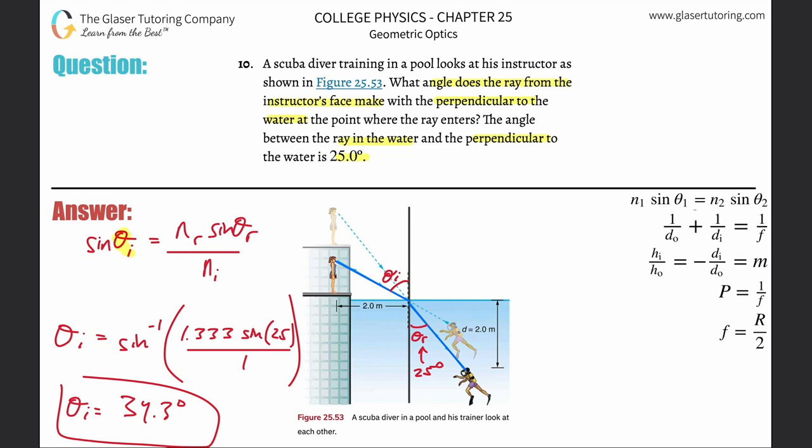Then notice it is larger, and that's basically a trend. As the index of refraction of this medium gets larger, the ray bends toward the normal.